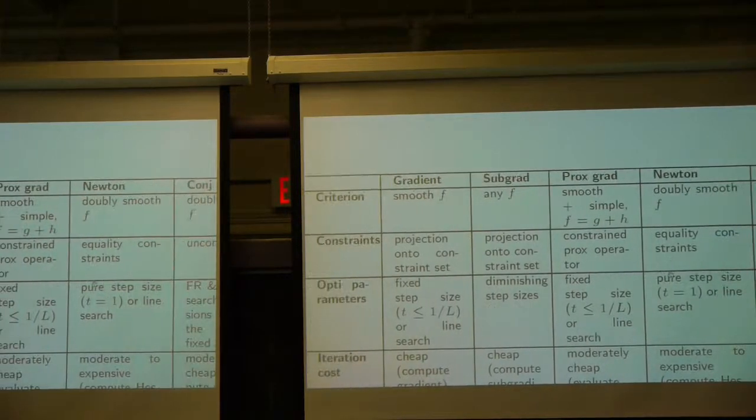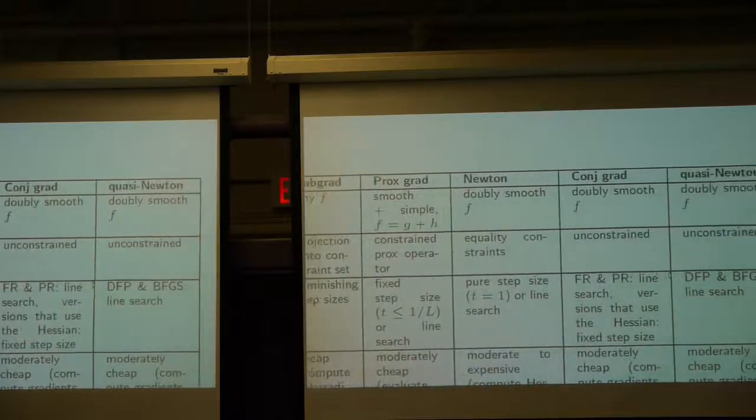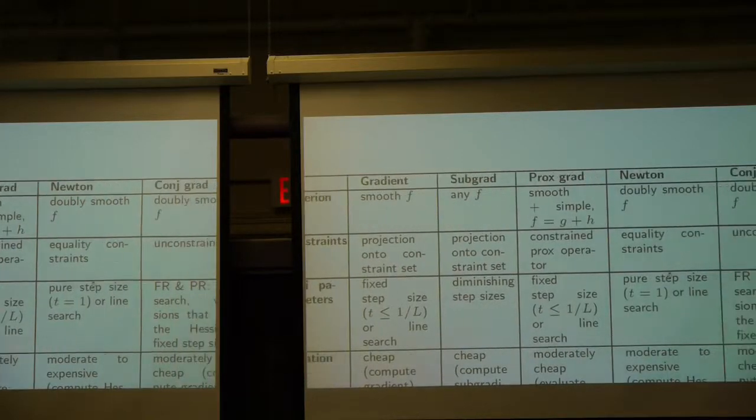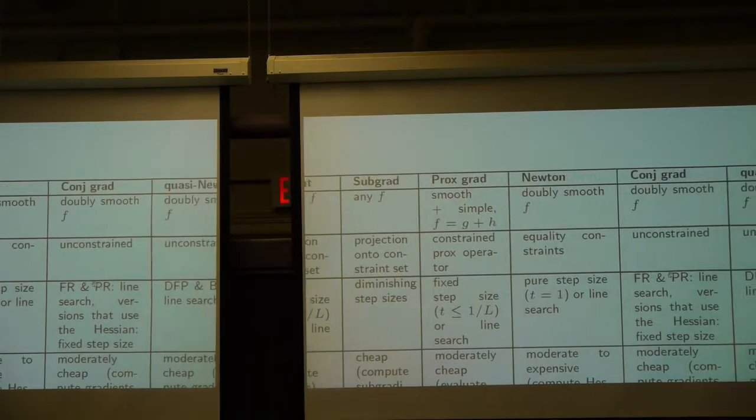All right, so here's this table. We saw part of this table a week and a half ago, I think, when I went through it very quickly. I've changed it a bit, and I've added a second half to it, so we'll go through it more carefully now. So on the columns here, I have a bunch of methods. Gradient descent, subgradient descent, proximal gradient, that's just generalized gradient, Newton's method, conjugate gradient, and the quasi-Newton method.